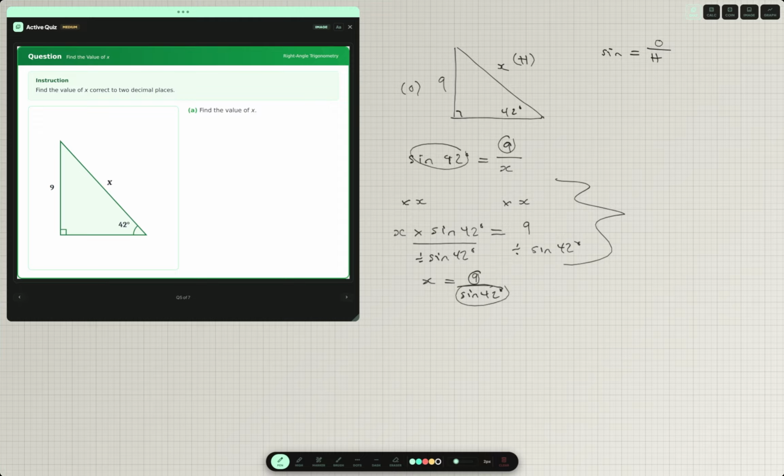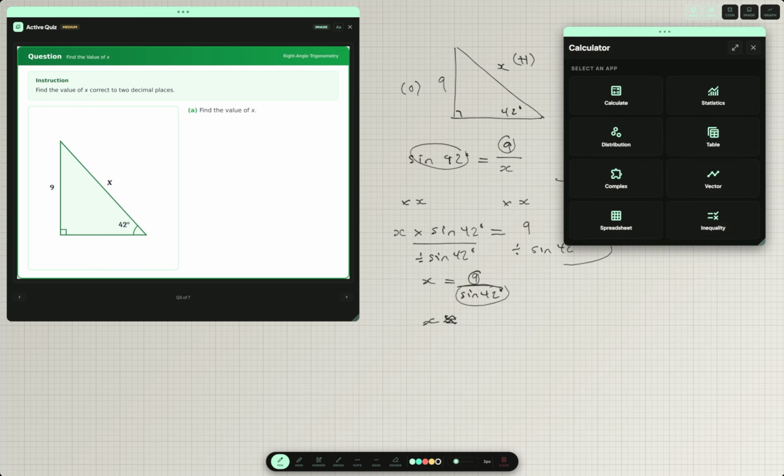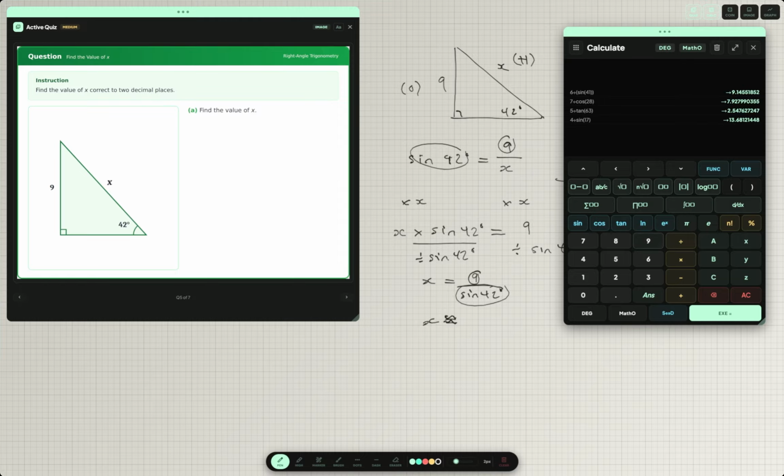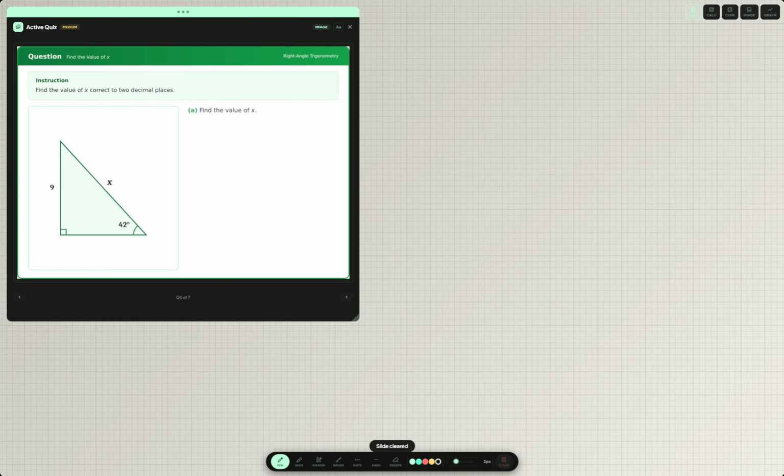All right, so x will be approximately equal to, if we're going to do two decimal places, 9 divided by sine 42, and hit execute. So x is roughly equal to 13.45. All right, let's do another one.